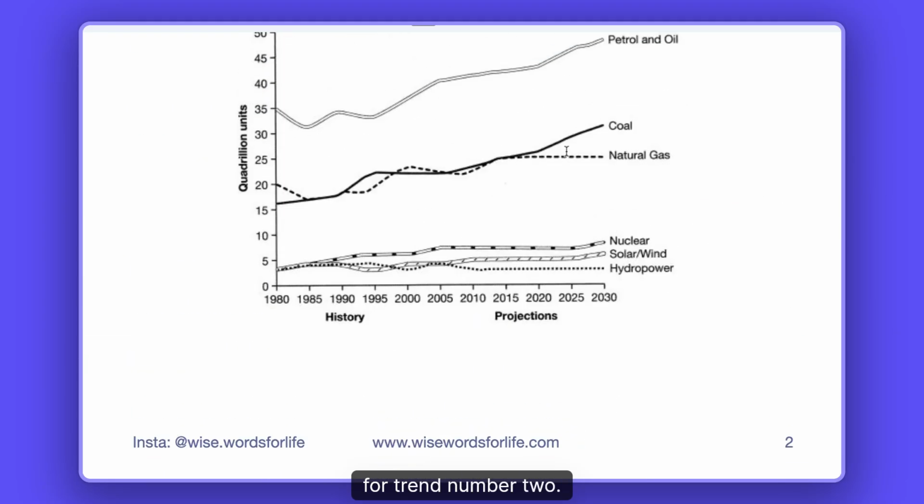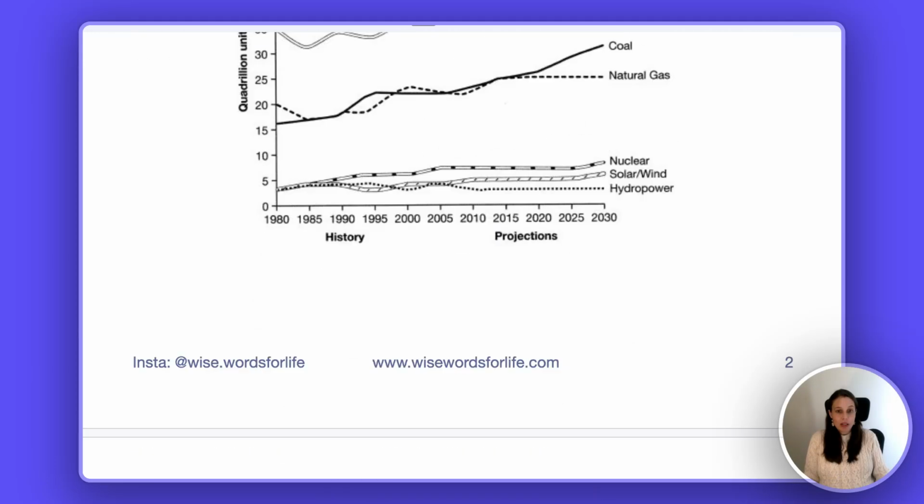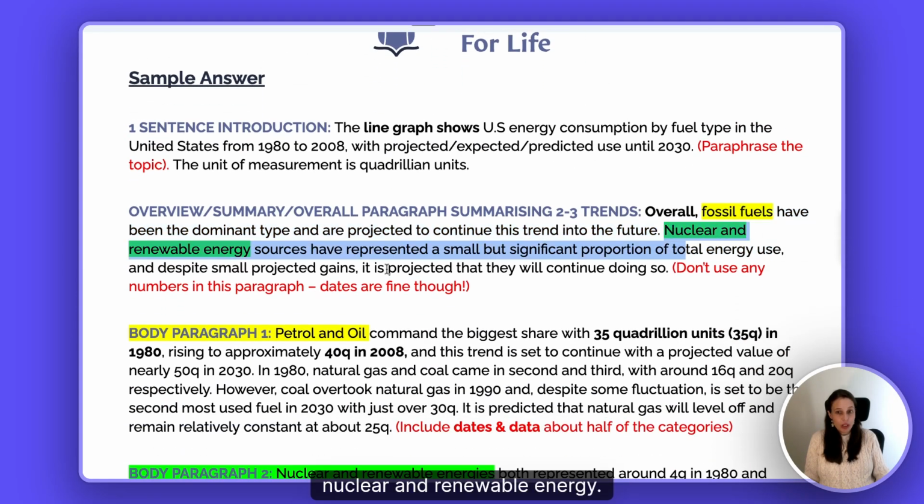For trend number 2, again, I was lucky that nuclear, solar, wind, and hydropower all followed a similar shape. They were all low. So I grouped them together and said one trend about nuclear and renewable energy. So 2 sentences in total.